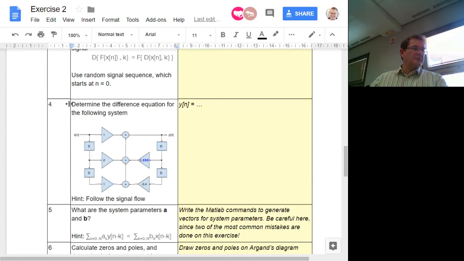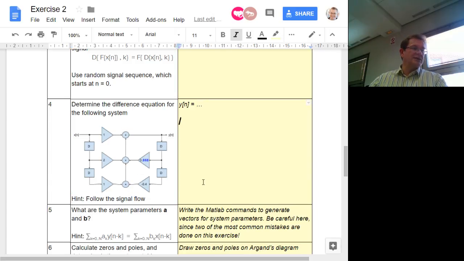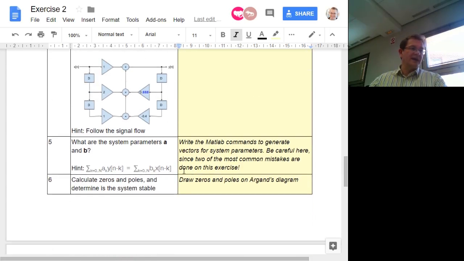Then determine the difference equation for the following system. So basically, reading the flowchart and writing the difference equation in this normal form, so to speak, and then the system parameters B and A. What are the system parameters B and A? And be careful. Two of the most common mistakes are made in this exercise. Sign, and then the other one is mixing the A and B coefficients.